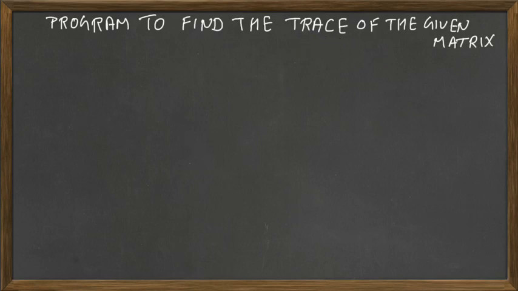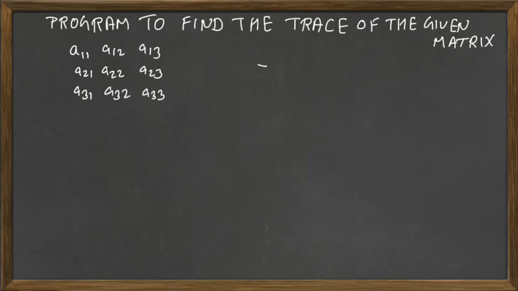Trace, in case of a square matrix. Let us say we take a square matrix of order 3 by 3: A11, A12, A13, A21, A22, A23, A31, A32, A33. So this is a square matrix of order 3 by 3, and say this matrix is named as A.